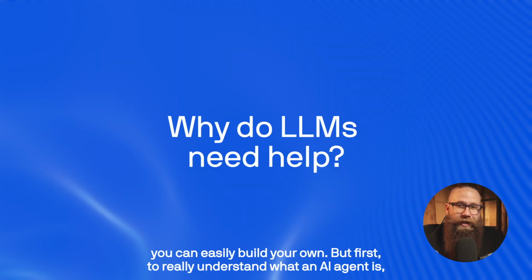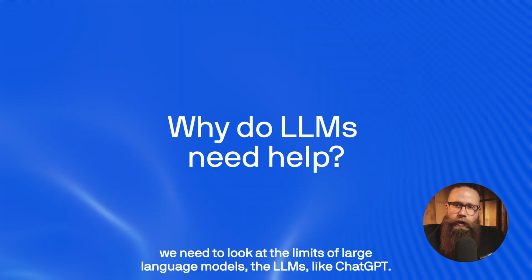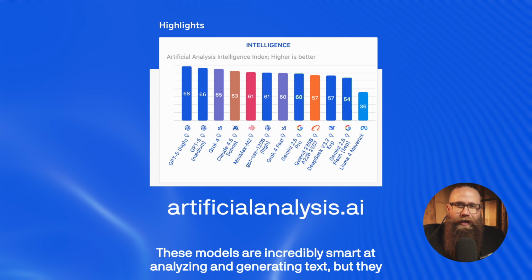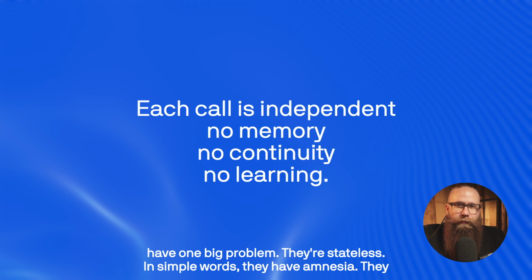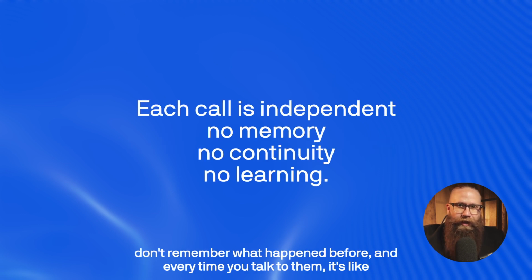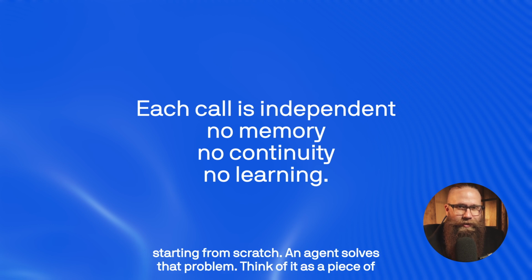But first, to really understand what an AI agent is, we need to look at the limits of large language models, the LLMs, like ChatGPT. These models are incredibly smart at analyzing and generating text, but they have one big problem. They're stateless. In simple words, they have amnesia. They don't remember what happened before, and every time you talk to them, it's like starting from scratch.